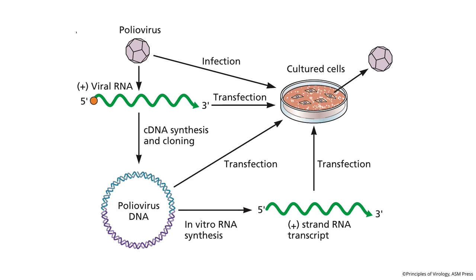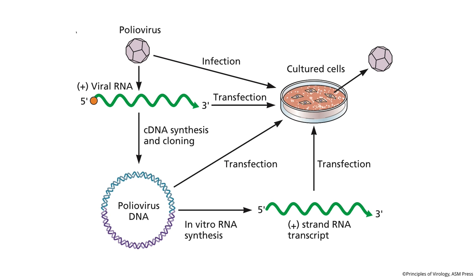So if you extract poliovirus RNA from the particle and transfect it into cells, it initiates an infectious cycle. So the RNA is infectious. If you make a DNA copy of the viral RNA using reverse transcriptase, which you can purchase, which takes RNA and makes a DNA copy, you clone the DNA into a plasmid, you grow it up in bacteria, and then you take this plasmid DNA, transfect it into cells, you get virus out because the DNA is also infectious.